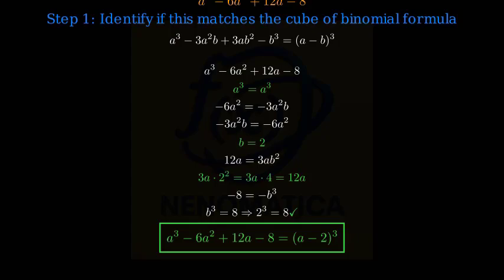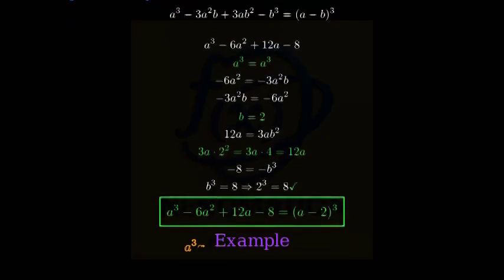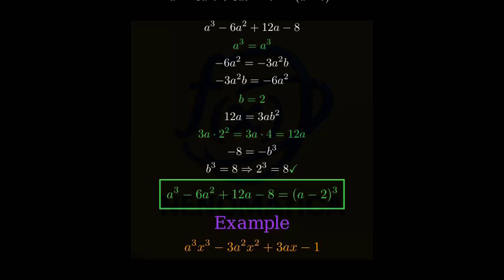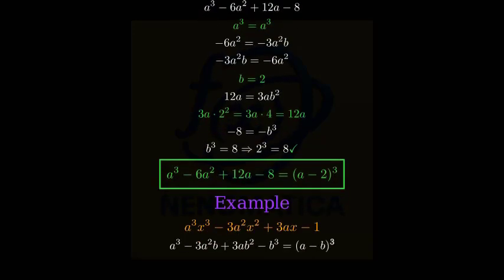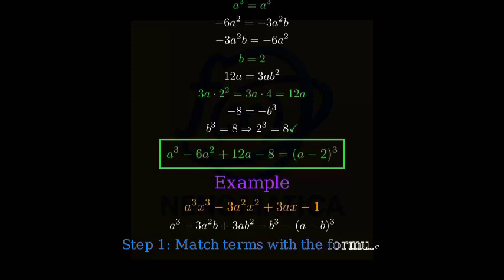Let's move on to our second example. We need to factor the expression a cubed x cubed minus 3a squared x squared plus 3ax minus 1. Recall our cube of binomial formula. a cubed minus 3a squared b plus 3ab squared minus b cubed equals the cube of (a minus b). Let's match our expression with this formula.